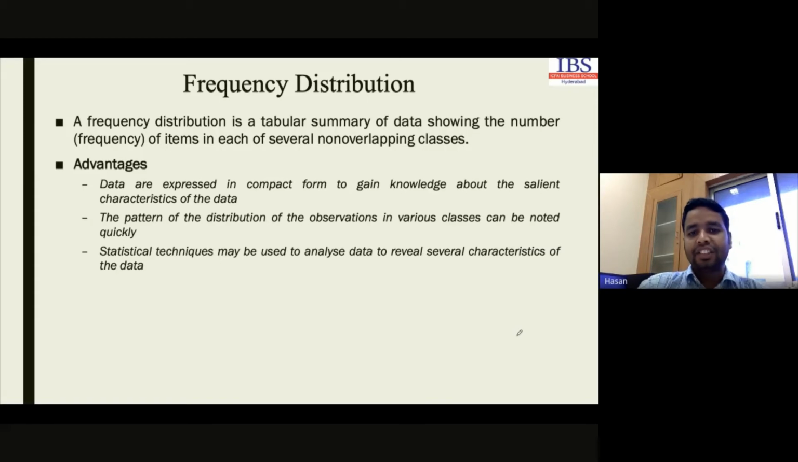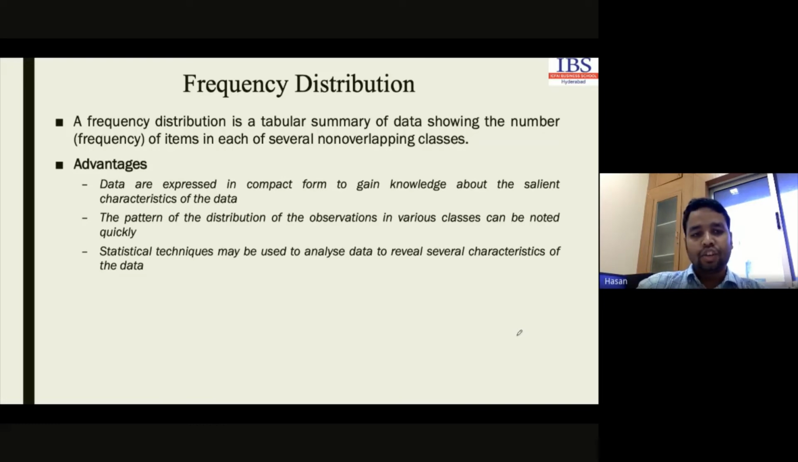It will help us to observe the characteristics of the data we have, and then we may apply statistical methods. As I already told you, once we convert it into numerical data, we can do anything. Once we convert the data into a frequency distribution, we can easily apply any statistical tools to analyze the characteristics of the data and draw conclusions or inferences.